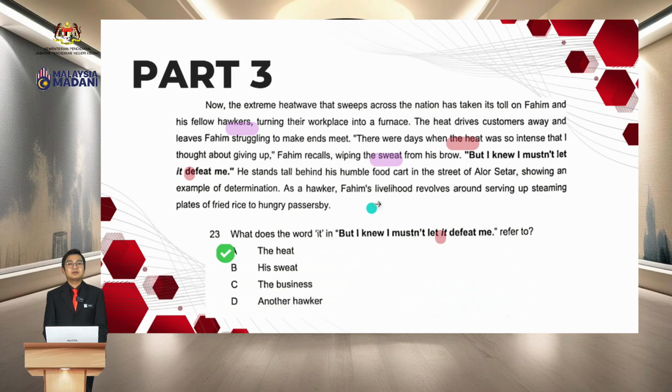Because when we look at the sentence, there were days when the heat was so intense that I thought about giving up. Then we see the next sentence, but I knew I mustn't let it defeat me. So what is it? It refers to the heat, because of the keyword here, giving up, just now. So Fahim here doesn't want to give up just because of the heat. However, the other answer choices, his sweat, the business, another hawker, are incorrect because they do not reflect it.